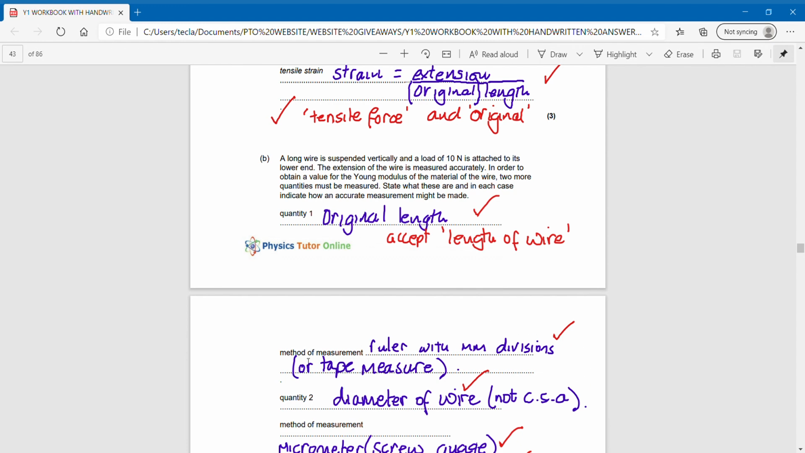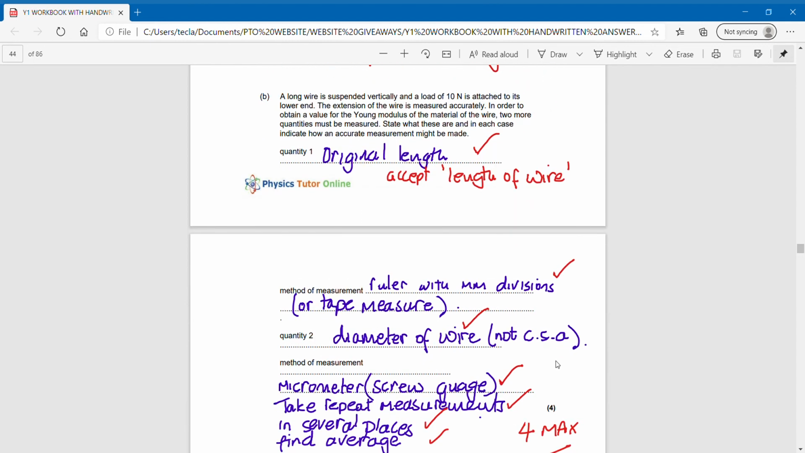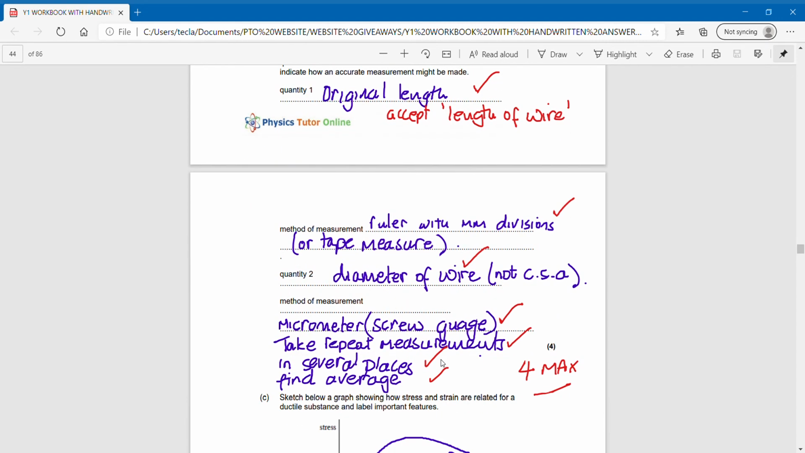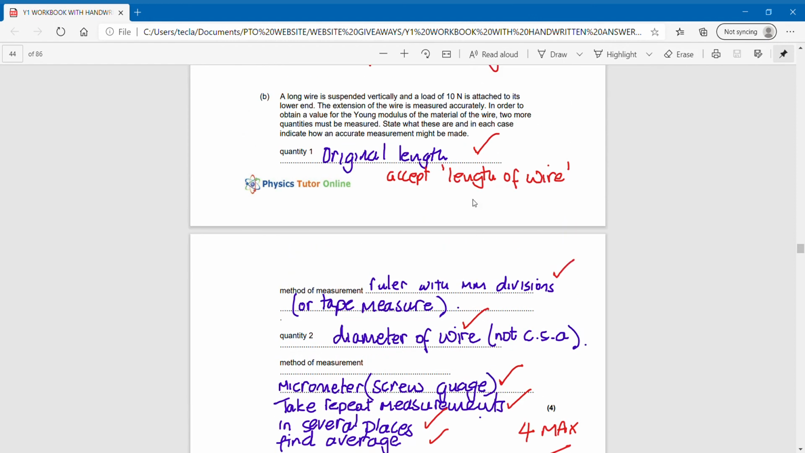Quantity 2 is the diameter of the wire, so not cross-sectional area. I think the actual measurement that you would make is the diameter of the wire. Method of measurement, micrometer or micrometer screw gauge to give it the full name. You take repeat measurements in several places and find an average. So there's a possible 4 marks for B, and there's 7 possible marking points there.